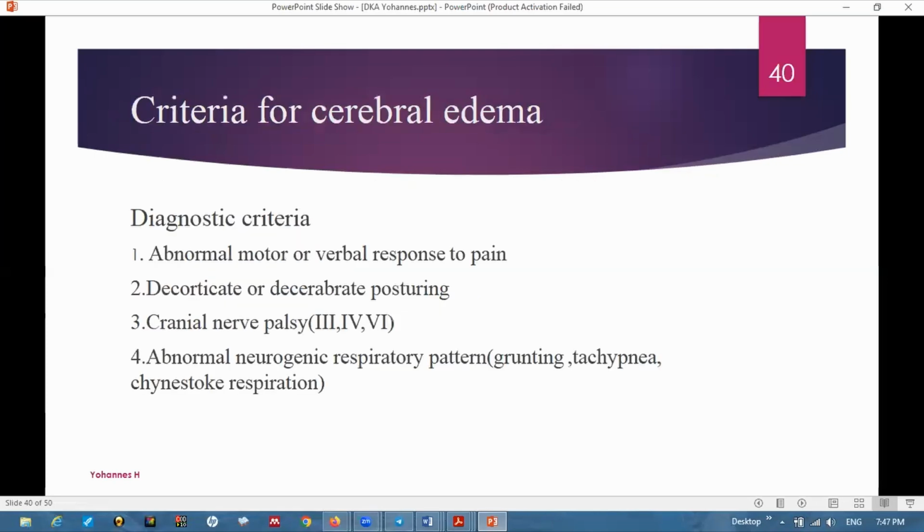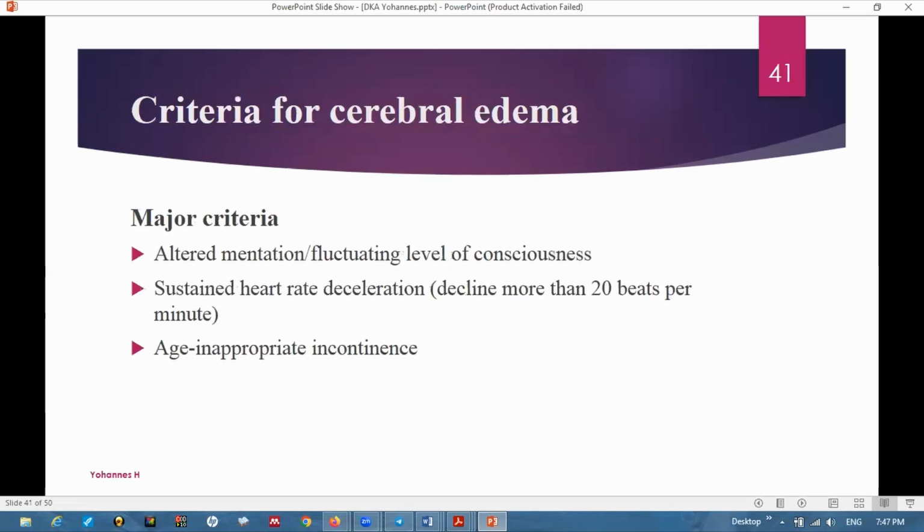There are criteria for the diagnosis of cerebral edema. These are the diagnostic criteria: abnormal motor or verbal response to pain, decorticate or decerebrate posturing, cranial nerve palsy, cranial nerve 3, cranial nerve 4, cranial nerve 6 palsy, and abnormal neurogenic respiratory pattern, grunting, tachypnea, Cheyne-Stokes respiration. So these are the major criteria.